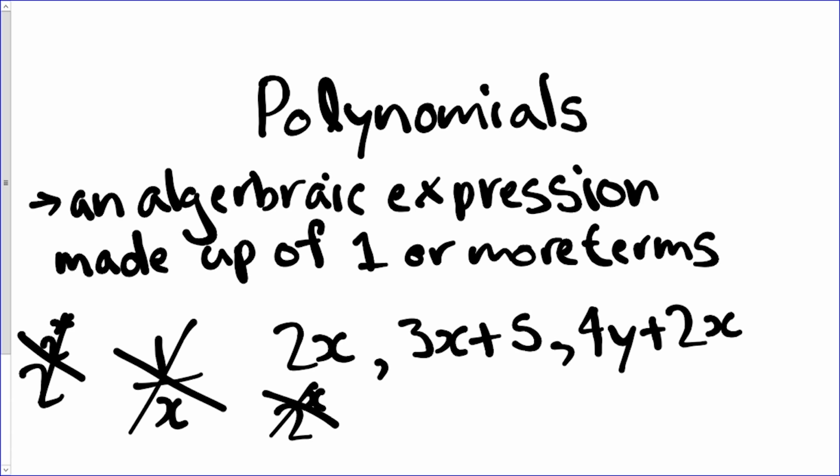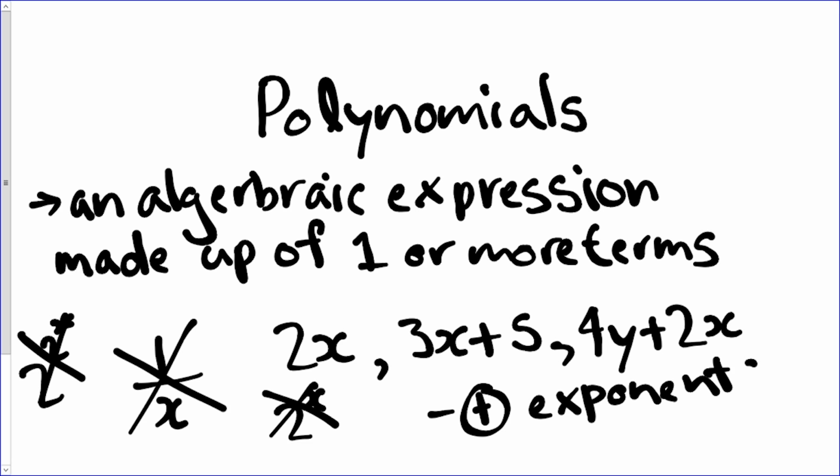Remember, it is an expression, and only an algebraic expression made up of one or more terms, and the variable has to be a base. The variable cannot be an exponent. Or, in the case of 1 over x, it cannot be a negative exponent. Polynomials always have positive exponents. And you'll later on learn why 1 over x is technically a negative exponent.